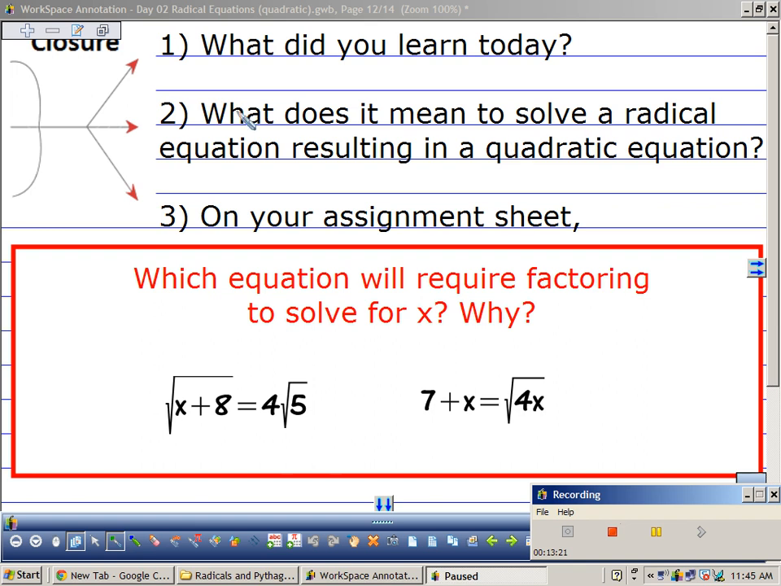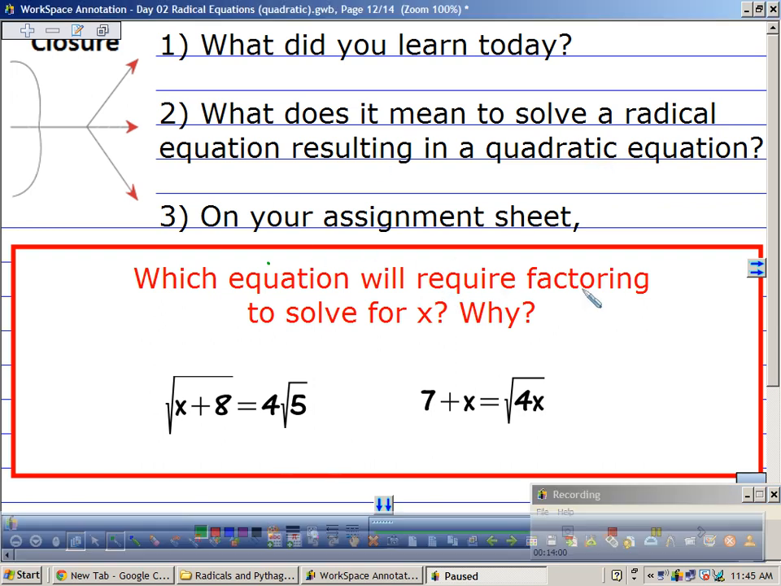What does it mean to solve a radical equation resulting in a quadratic? What does that mean? It has an x squared as the first thing. What else happens from that? You get 2 answers, and what do you have to do because of that? Figure out which one's the right answer, or whether neither of them work, right?